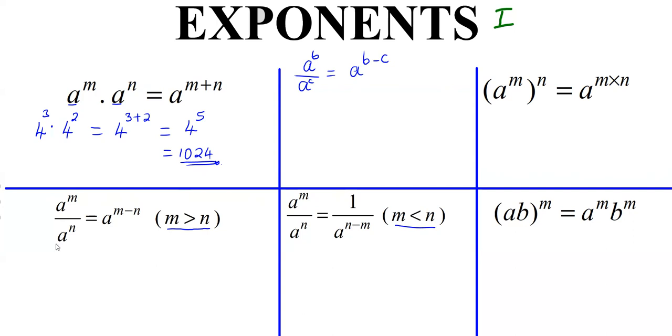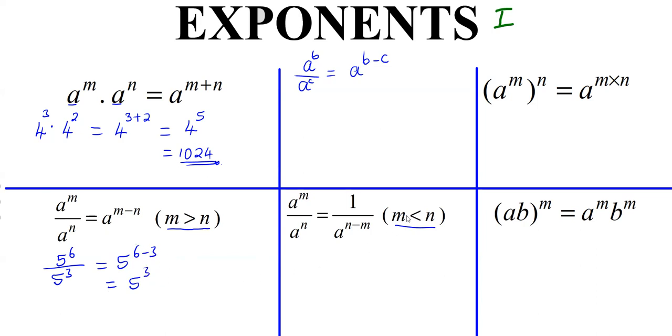Okay, let's see what we're talking about here. Let's say you have 5 to the power of 6 over 5 to the power of 3. What we see here is that it's going to be 5 to the power of 6 minus 3. And what do we get here? It's going to be 5 to the power of 3. That will be our answer there. Can you see that? It's 6 minus 3.